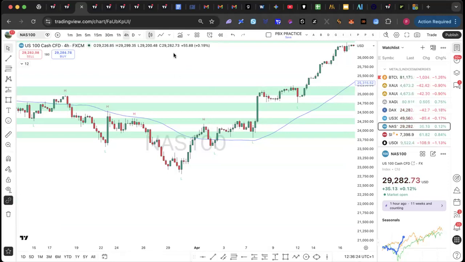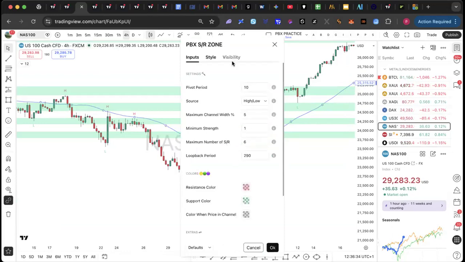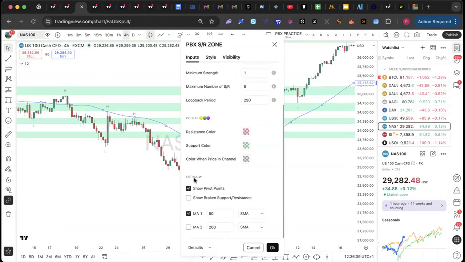Okay, somebody says, how can I activate the pivot point? I've just shown you now. You can double click on your scanner, not the candlestick, just go to your support line, double click it, you come to input, and then you scroll up, you see Extras, and see show pivot point. Click on it. It will bring it.